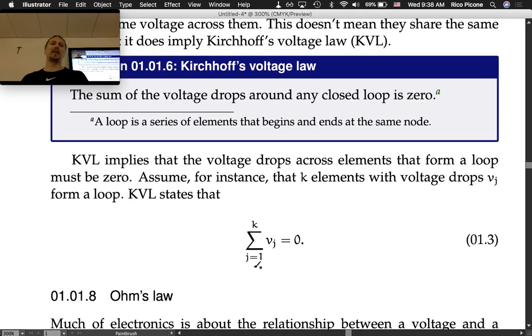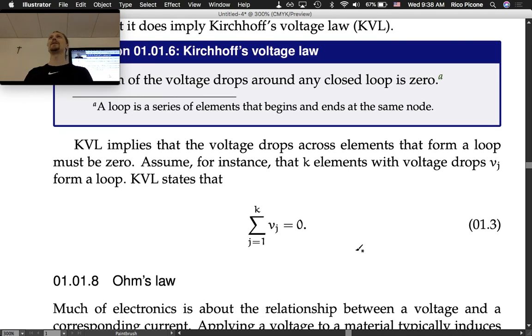We can also do this mathematically. So the voltage drop across elements that form a loop must be 0. Assume, for instance, that K elements with voltage drops Vj form a loop. KVL states that if you sum them up, you get 0. Sum up the voltages around a loop, you get 0. Okay, so KCL, KVL, no problem, right?